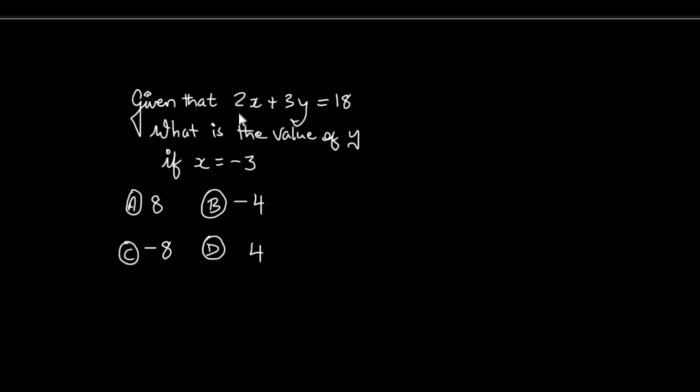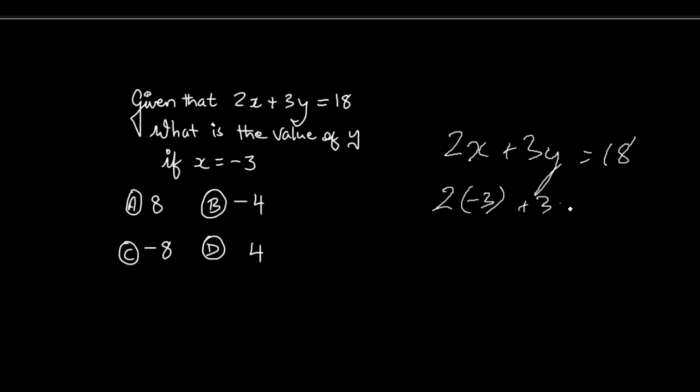All right, so we're given that 2x plus 3y equals 18. What is the value of y if x is equal to negative 3? And this one is simple. We can just do it the long way. 2x plus 3y equals 18, and let's substitute the value of x into it, which is x equals negative 3. This is going to give us negative 6, right? So we transpose the negative 6 over, and it becomes positive 6.